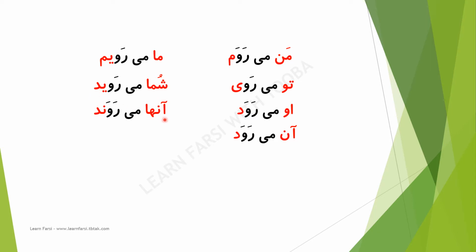آنها pronoun, میروند verb. As you can see, each verb has a part at the end in red color that is called Verb ID or شناسه in Farsi.